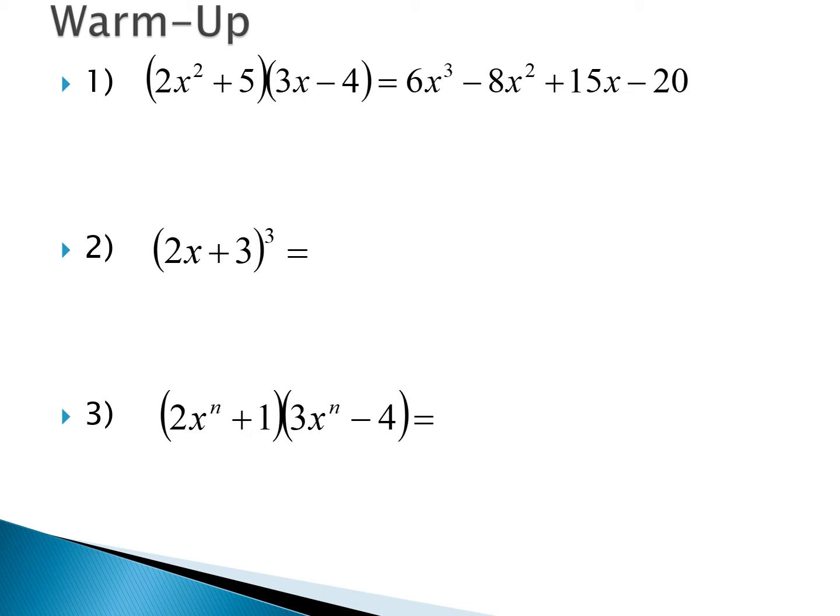So the first one here, I have our answer. When we're multiplying this, you might remember the term FOIL. FOIL just means first, outer, inner, last. Basically, we are multiplying each term in each parentheses by each term in the other parentheses. So the first terms were the 2x squared and the 3x. The outer were 2x squared and minus 4. The inner terms are the 5 and the 3x. And the last terms are the 5 and the minus 4.